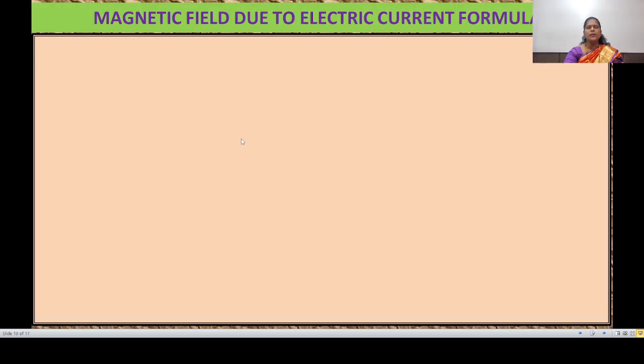Now let us see the formulae for the magnetic field due to electric current. We will revise the formulae we have learnt throughout the section. These are the important formulae for solving examples.